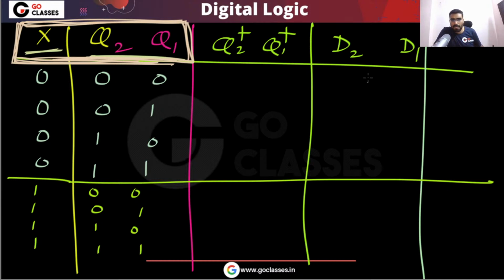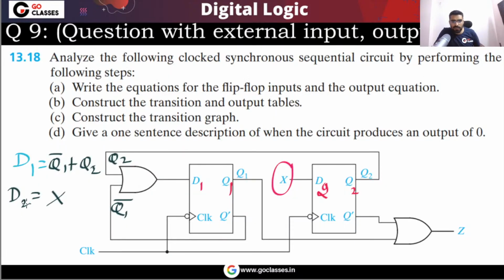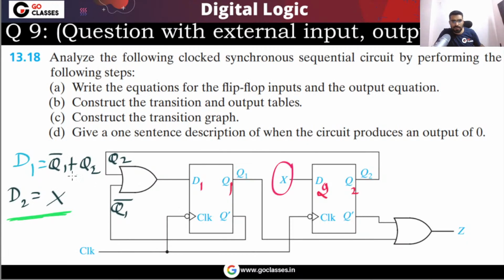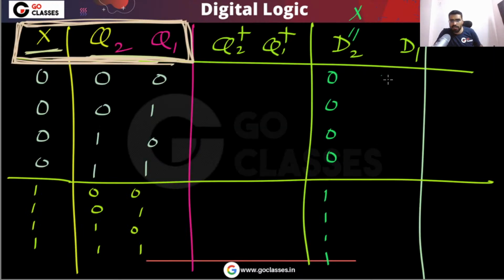Now you tell me what is D2? D2 is already given to you. D2 equal to X. D2 is same as X. And what is D1? D1 is Q2 or Q1 bar. So this will be D1, correct? Okay, very simple. So now you have D1, you have D2.